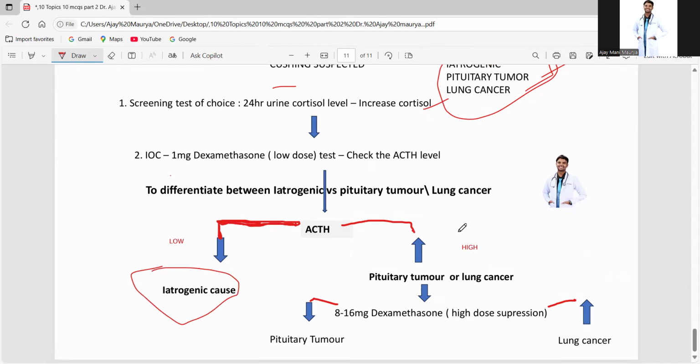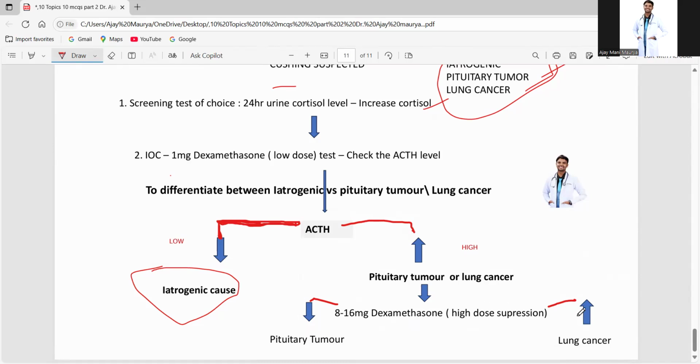If it is still high, then it is either a pituitary tumor or lung cancer. Then you have to do the high dose dexamethasone test here. You have to check the ACTH level. If it is low, it means pituitary tumor. If it is still high, it is lung cancer, which is ectopic.